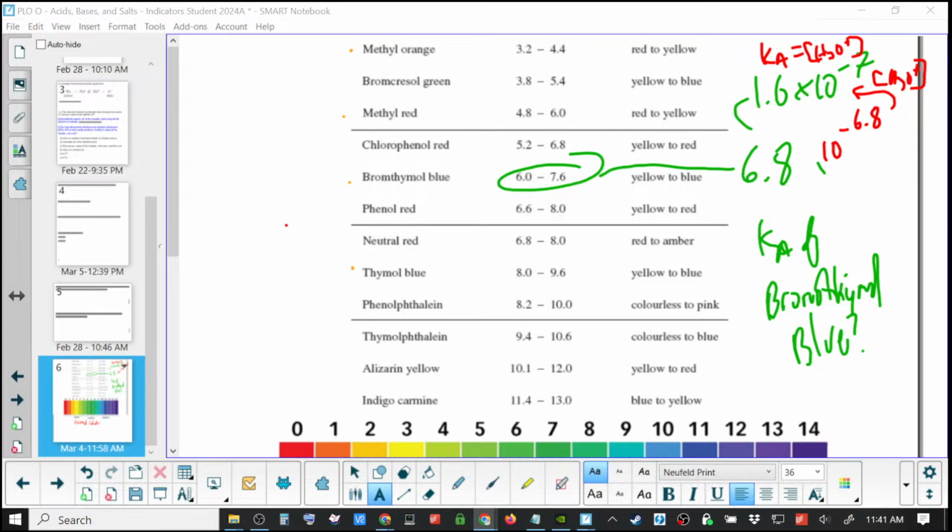Wait, no, I lied. The difference is, oh, H minus. NaOH. I'm an idiot. Say add NaOH. Add a base.